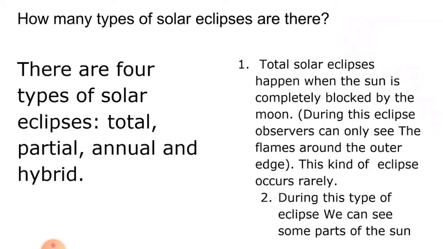How many types of solar eclipses are there? There are 4 types of solar eclipses: total, partial, annular, and hybrid. A total solar eclipse happens when the Sun is completely blocked by the Moon. During this eclipse, observers can only see the flames around the outer edge. This kind of eclipse occurs rarely.